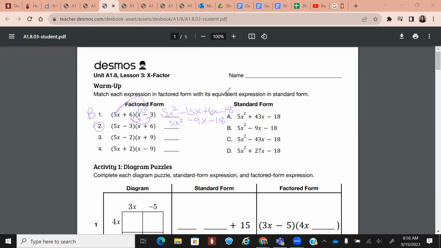Can you try number 2? On the next one, when we multiply this out, this is going to give me 5x squared plus 30x minus 3x minus 18. When we combine our like terms, it's going to give us D.